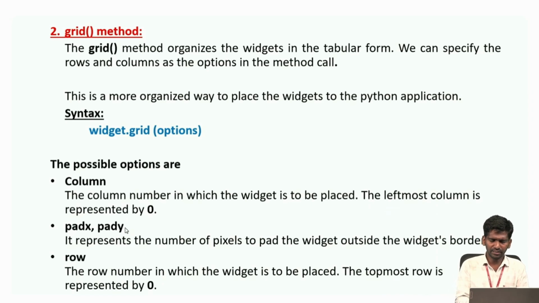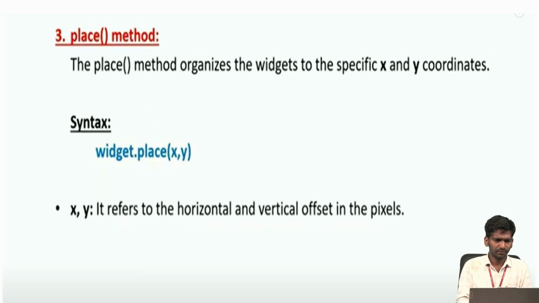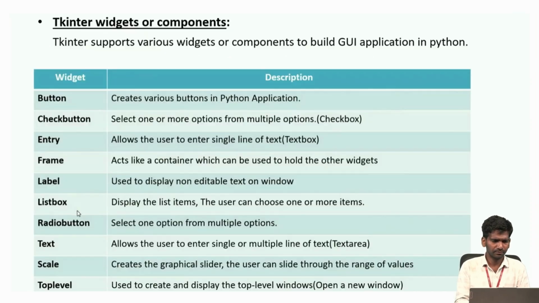Rows and column. Okay, grid method is used to place your widgets in rows and columns. Okay, next place method. Place method is used to place your widgets coordinate-wise, x-axis, y-axis, how much place you want to give it. Okay, yeah, I'm talking about widgets, right? So what are the different widgets that can be added to our window? Means these are all the widgets that are available in our Tkinter library. Button, check button, entry, frame, label, list box, radio button, text, scale, top level.